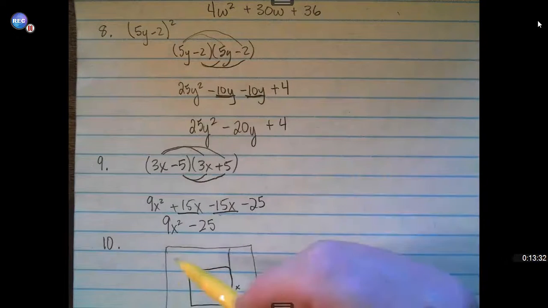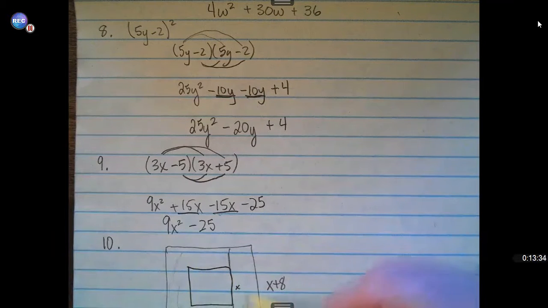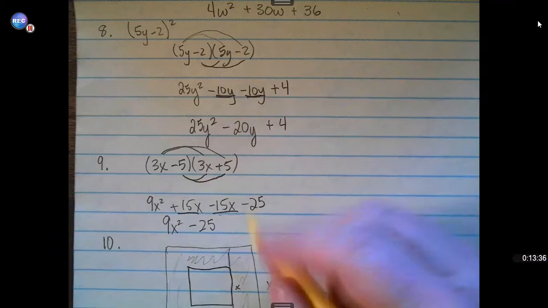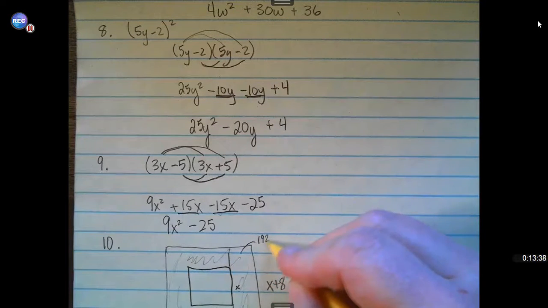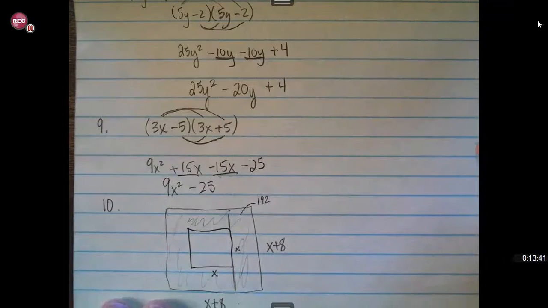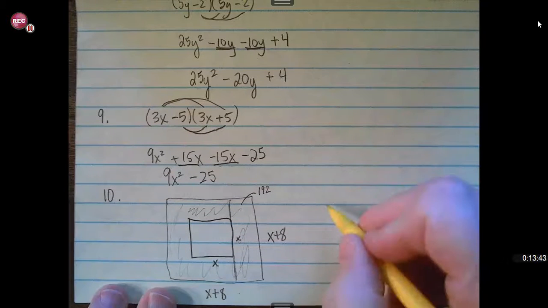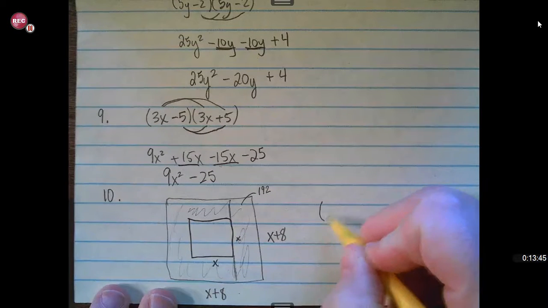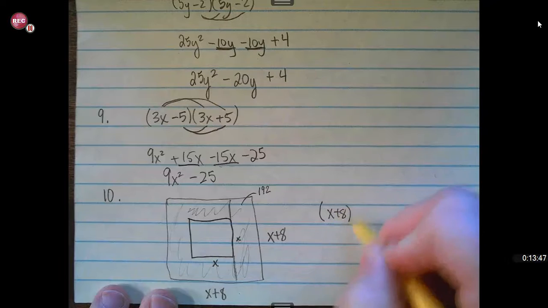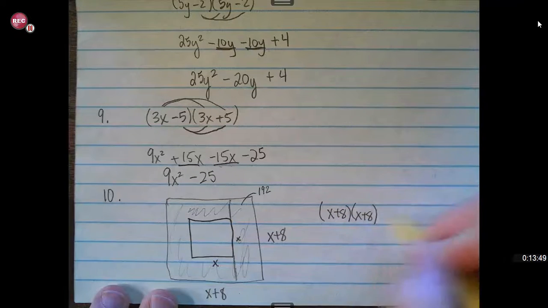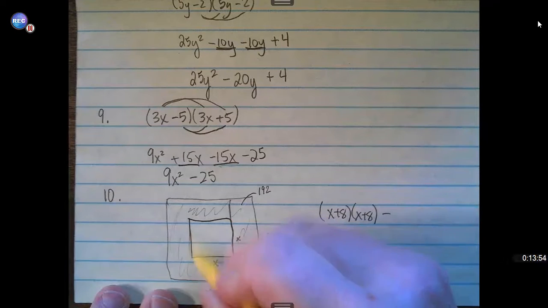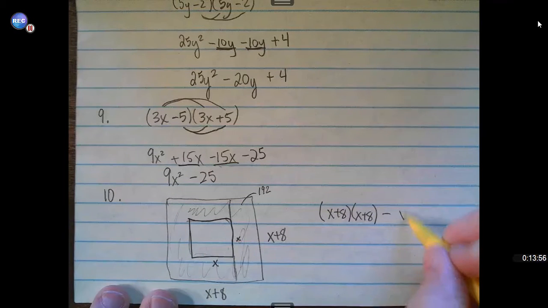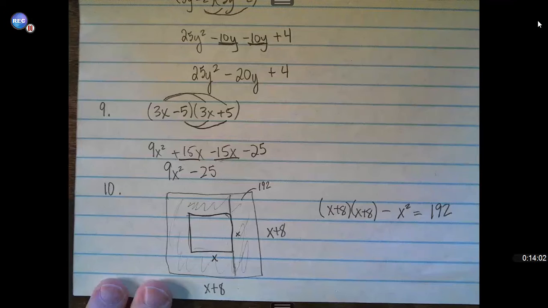The area of just the frame is 192. So this is one of those problems where I take the area of the whole thing, which would be X plus 8 times X plus 8, and I subtract the area of the inside square, which is X squared, and that equals the area of the frame, which is 192. And then we just solve that.